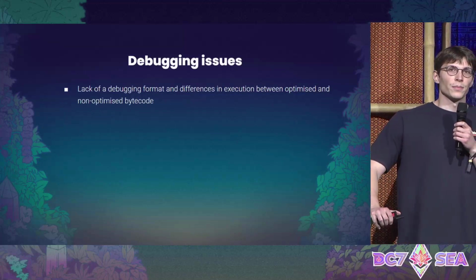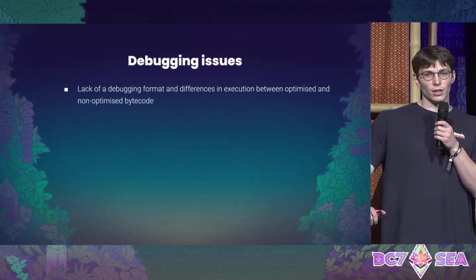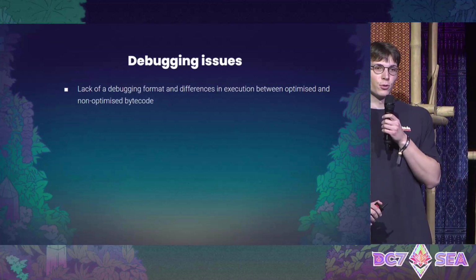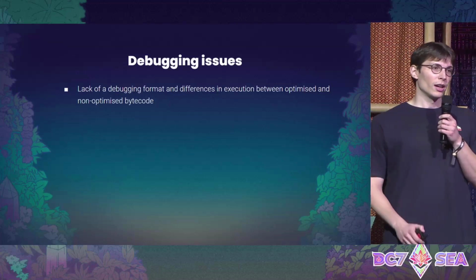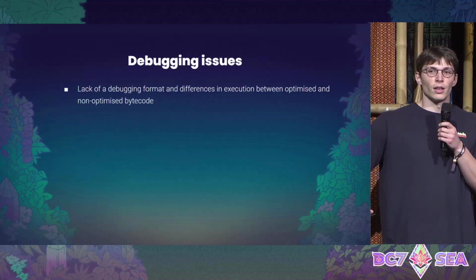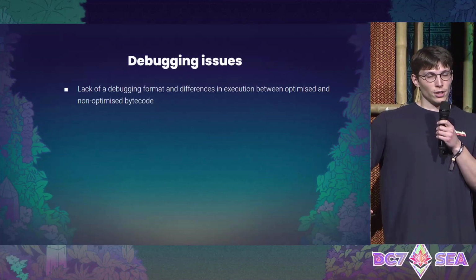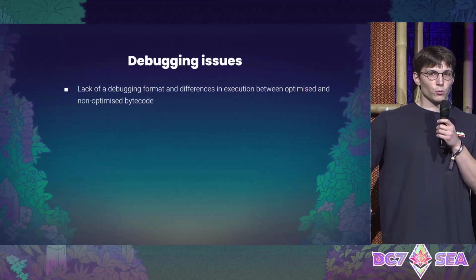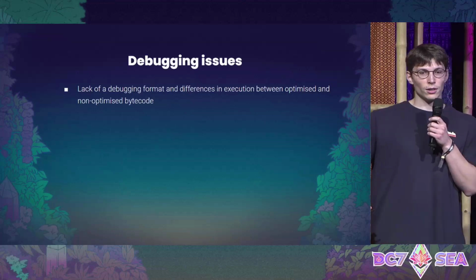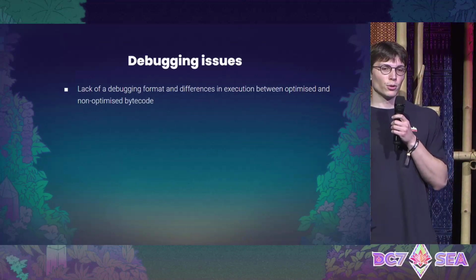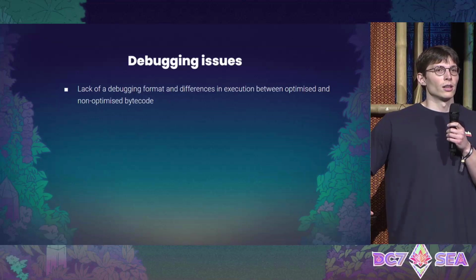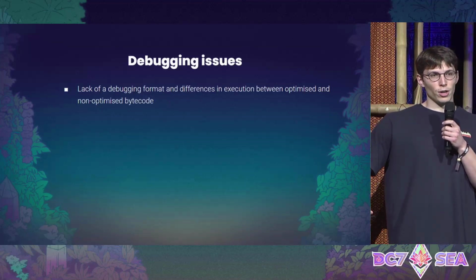Currently, there are many debugging issues in regards to Solidity. Everyone who's ever written a smart contract knows how hard it is to debug it during development and after it goes into production. Broadly speaking, the issues could be bucketed into two groups. One of them is the fact that we are lacking a proper debugging format, and the other one is the fact that you could execute optimized and non-optimized versions of the same contract and get different results. These two issues are, in a sense, intertwined.